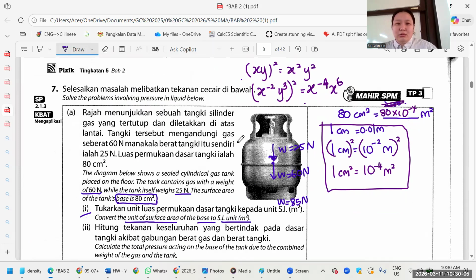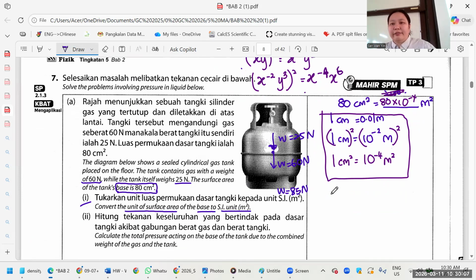Okay, so very fast. Pressure equals F over A. F is 85 Newton just now. A is 80 times 10 powers of -4. You will get a very big pressure.